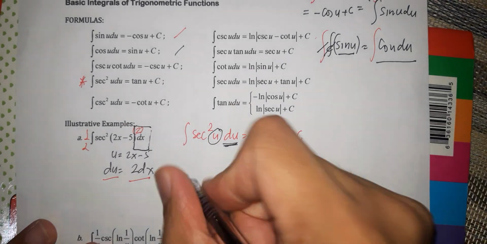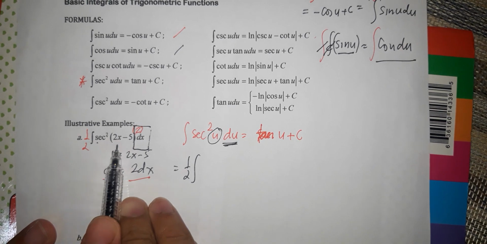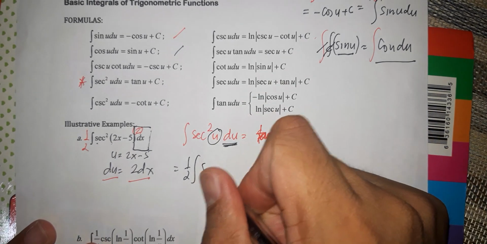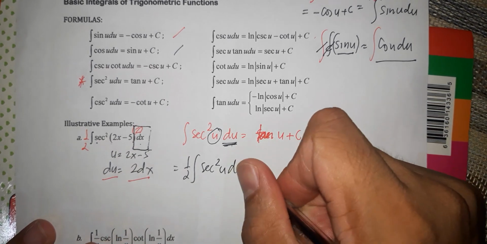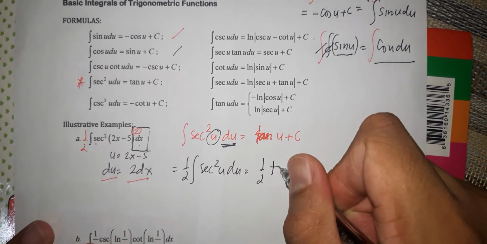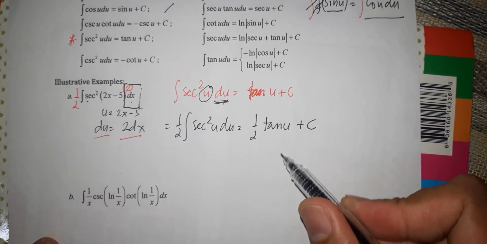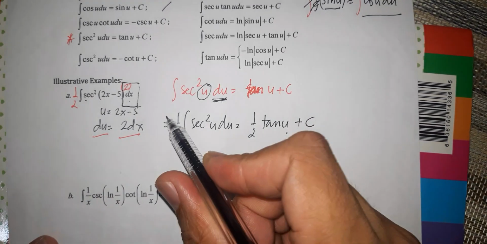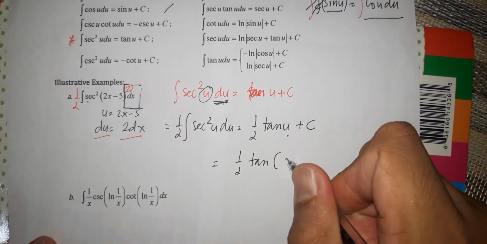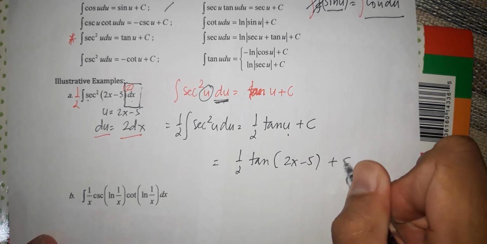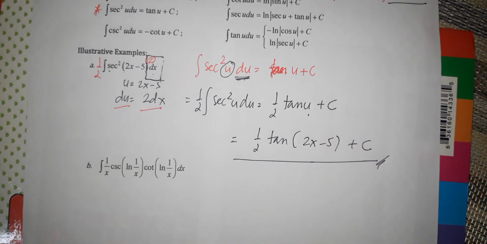This now gives you 1/2 integral of secant square of u, and then 2dx is actually your du. So that is simply equal to 1/2 tangent u plus c. But what is u? Your u is 2x minus 5. Babalik lang natin siya sa original niyang anyo. So that is 1/2 tangent of 2x minus 5 plus c. That will be our answer.